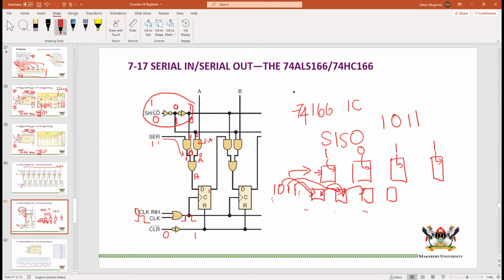And if we wanted to keep this 1011 in here, that means that when the first 1 reaches here, we know that the 0 will be here, and the 1 is here, and the 1 is here. And then we can stop giving the clock pulses so that our data can stay within the flip-flops. Obviously, if we give more clock transitions, the active clock transitions, then this one will be pushed out, and your data will be pushed out of the register.